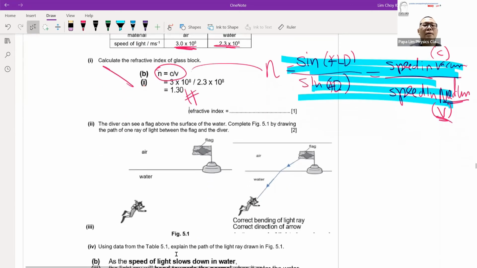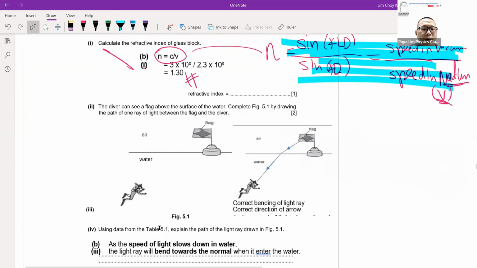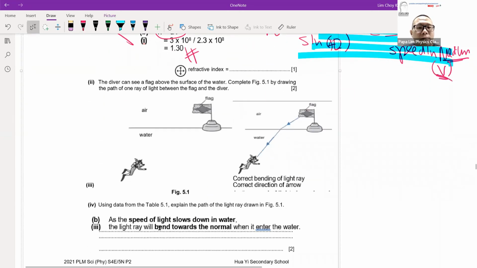Speed of light. How does light bend? Drawing of light ray, complete the light ray. Same thing, air, most students will know this is less dense. Water will be the dense medium. Now the question mentions the flat and the diver, so you must make sure the light goes to the diver. You can choose any part of the flat, basically.